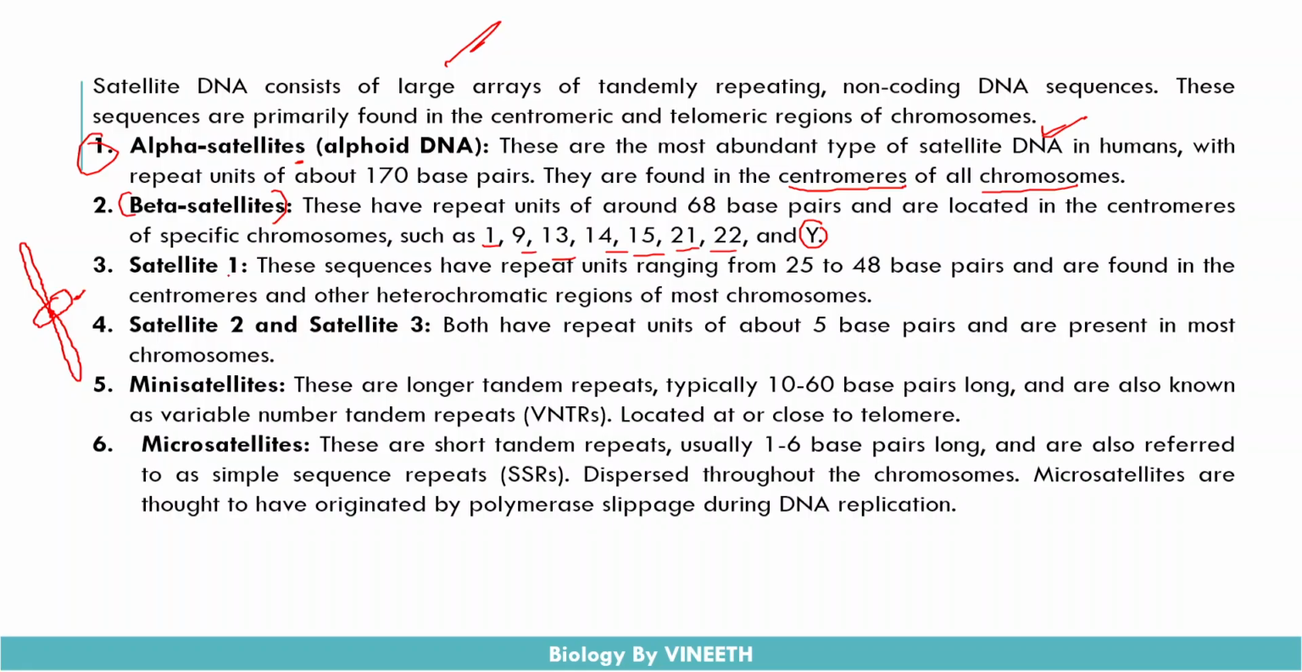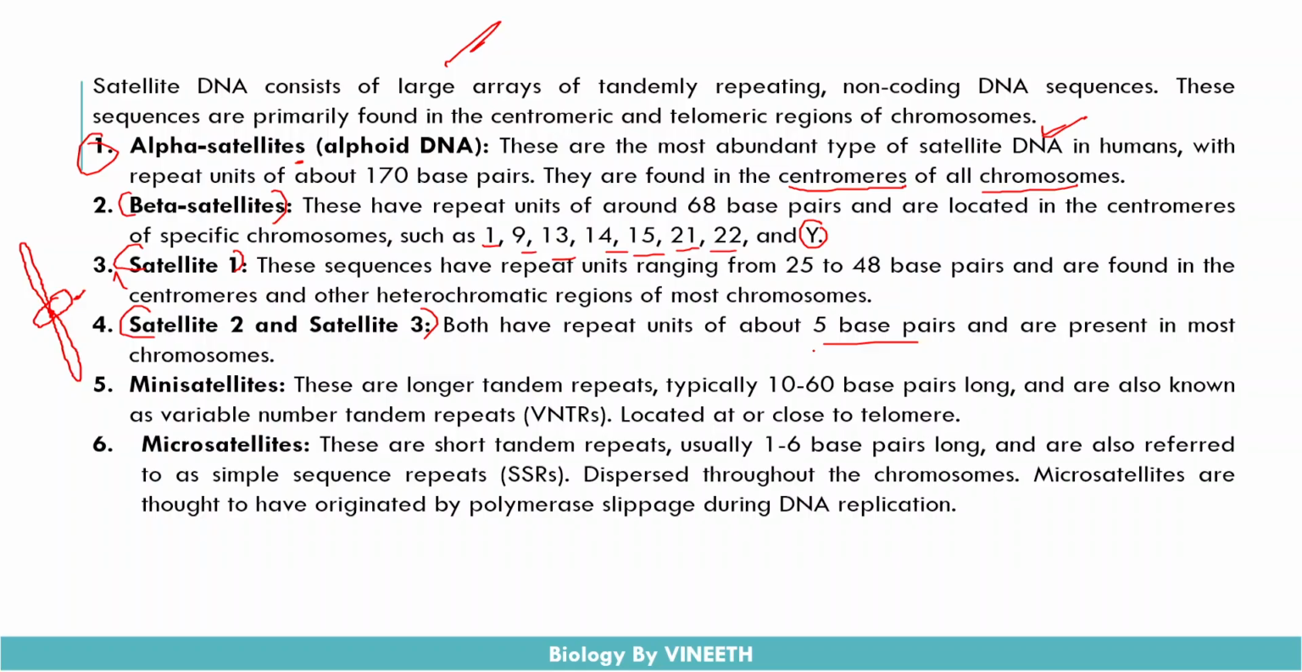Okay, and then we have the satellite 1, 2, and 3. Satellite 1 contains a lot of extra base pairs, with repeating units ranging from 25 to 48, or they may go from 50 to 105. In satellite 2 and 3, the repeating units will be about 5 base pairs. So for every 5 base pairs, there will be another repeat.